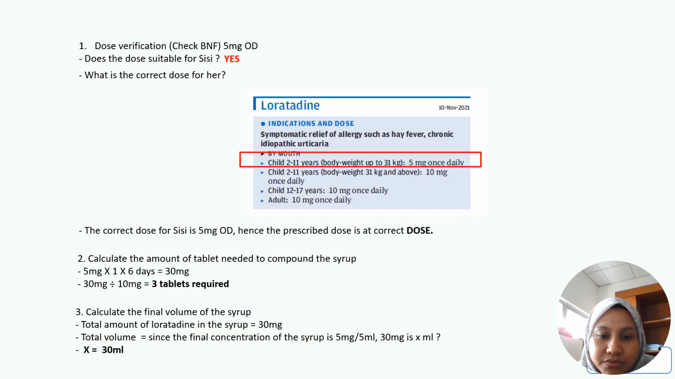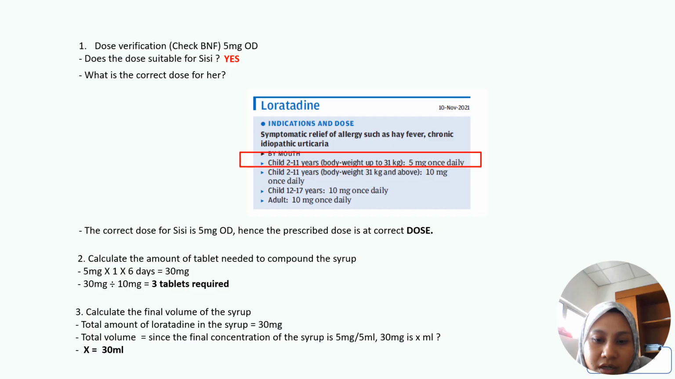The patient was required to take 5 milligram OD, and we check whether the dose is suitable for CC. CC is a child of 2 to 11 years old. So we look at the BNF, the British National Formulary. I hope you have your own BNF. We refer here: loratadine should be given to a child 2 to 11 years old, 5 milligram OD daily. So is the dose correct? Yes, it is suitable.